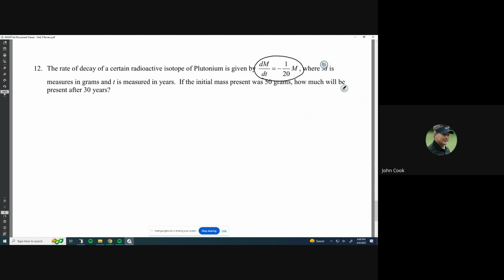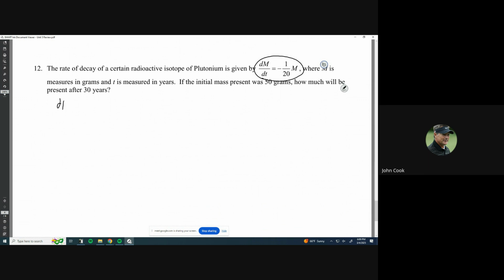But if they just allow you to write it as the mass is going to be equal to the initial mass raised to the power of -1/20 times t, you can just write it up, but if they don't, I'll show you how to get to that point right now. If not, just fast forward through this if you don't need it, okay?